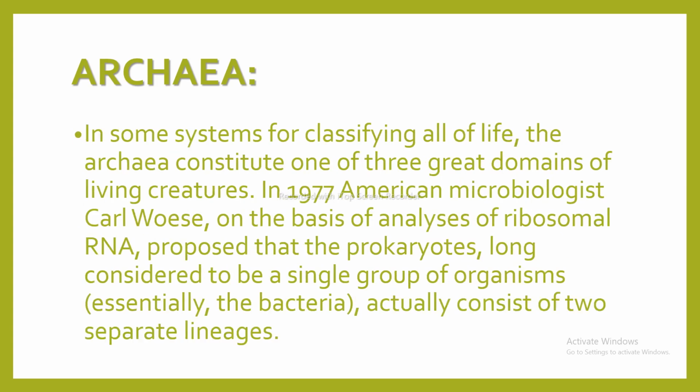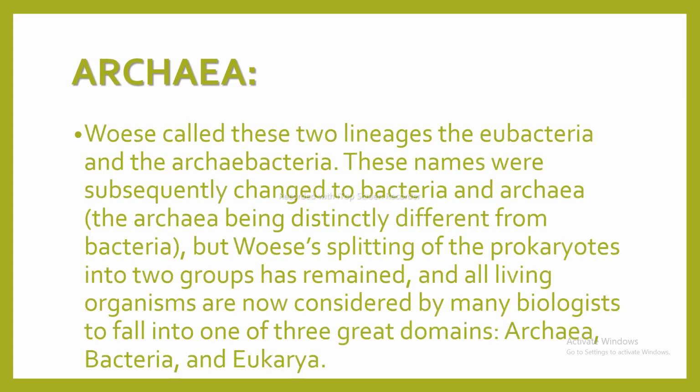In some systems for classifying all of life, the archaea constitute one of the three great domains of the living creatures. In 1977, American microbiologist Carl Woese, on the basis of analysis of ribosomal RNA, proposed that the prokaryotes, long considered to be a single group of organisms, essentially the bacteria, actually consist of two separate lineages. So Woese called these two lineages the eubacteria and the archaebacteria. These names were subsequently changed to bacteria and archaea, the archaea being distinctly different from bacteria.